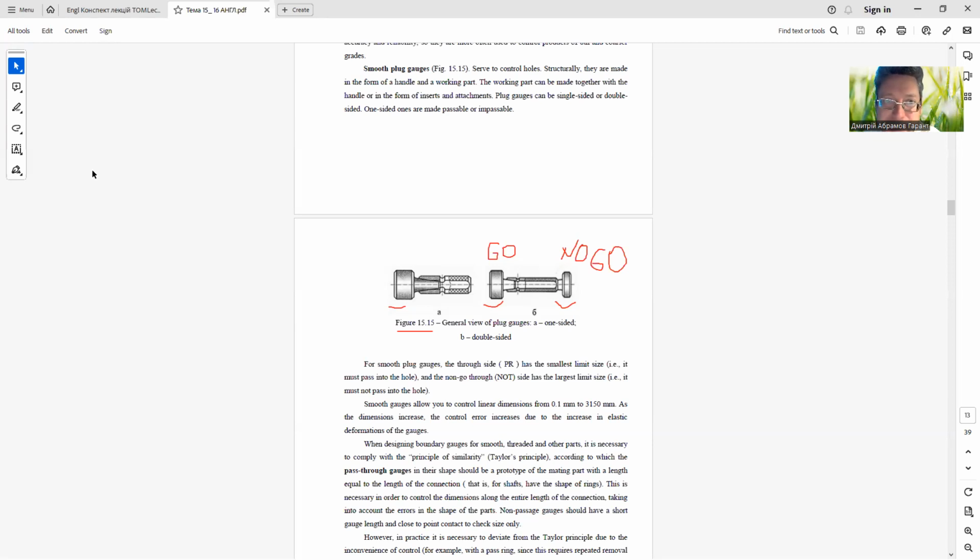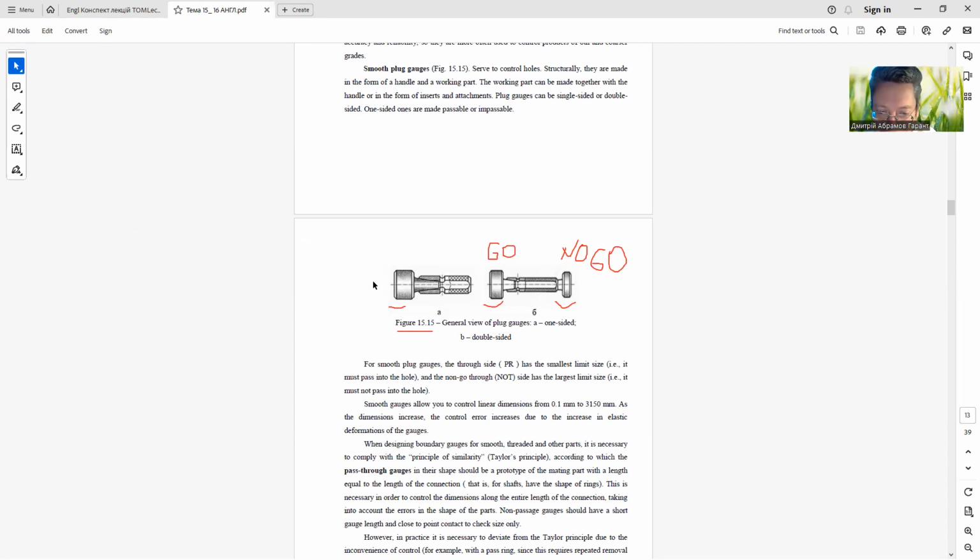Structurally, they are made in the form of a handle and a working part. The working part can be made together with the handle or in the form of inserts and attachments. Plug gauges can be single-sided or double-sided. One-sided ones are made go or no-go.